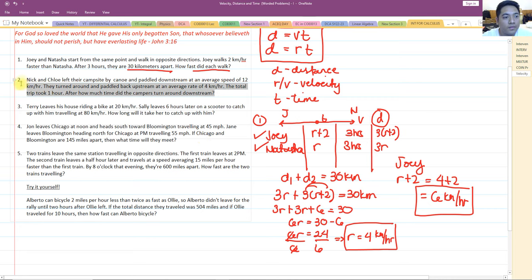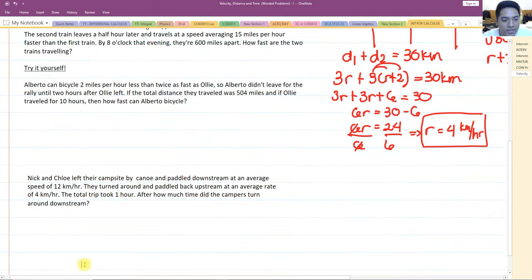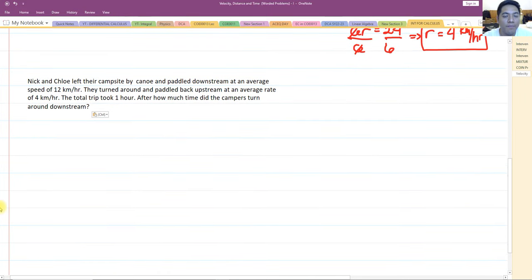For number 2, I'm just going to copy paste this so that we have more space to solve. Nick and Chloe left their campsite by canoe and paddled downstream at an average speed of 12 kilometers per hour. They turned around and paddled back upstream at an average of 4 kilometers per hour. The total trip took 1 hour. After how much time did the campers turn around? So the question is how much time did they travel downstream?